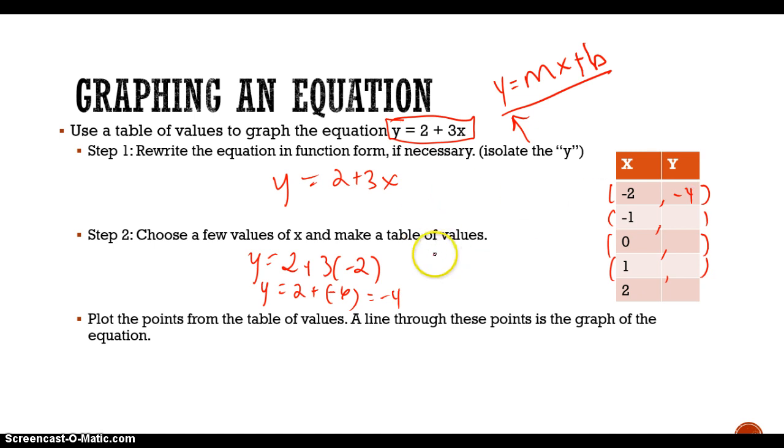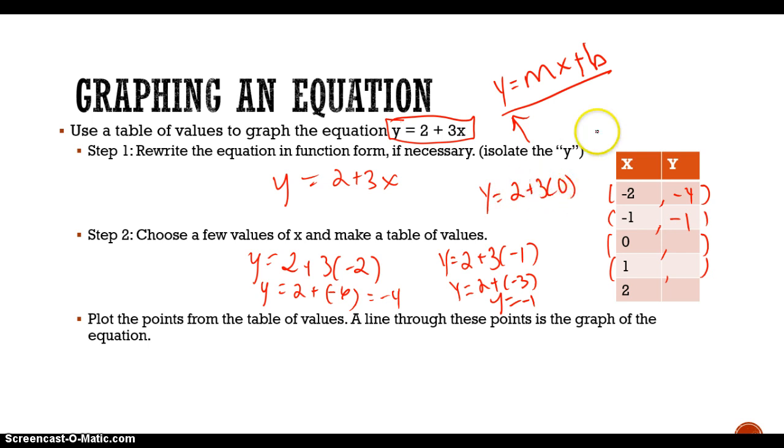So now plug in negative 1. Y equals 2 plus 3 times negative 1. So y equals 2 plus a negative 3, which is y equals negative 1 then. So negative 1, negative 1. Plug in 0. Y equals 2 plus 3 times 0. Well, we know that anything times 0 is 0, so 2 plus 0 is 2.